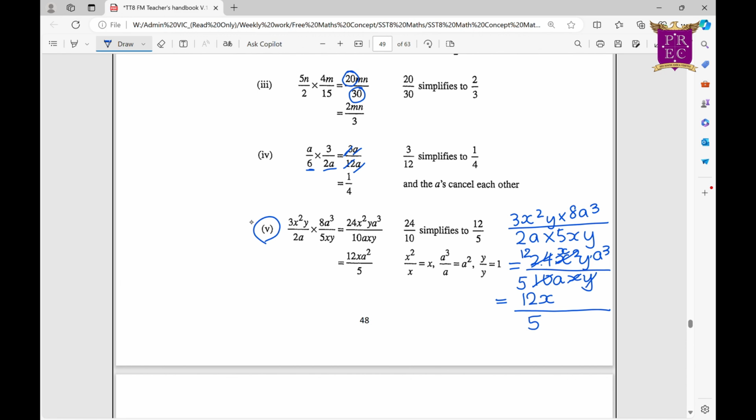You can cancel out both y's, so there are no remaining y's, and then you can cancel out the a, which leaves the top with an a squared instead of an a cubed, and leaves us with nothing at the bottom except for the 5. And that's how you get the answer there.